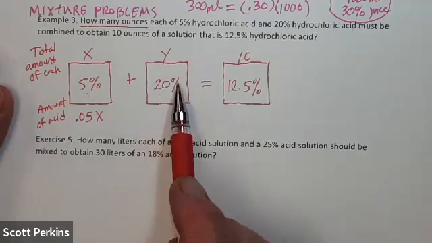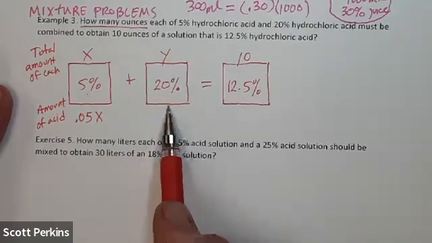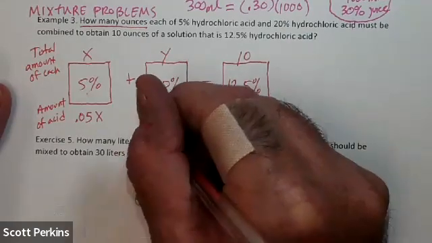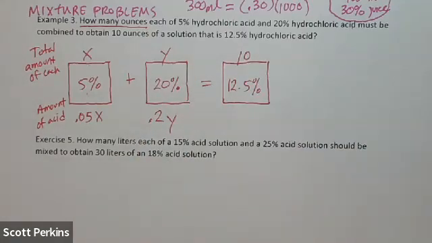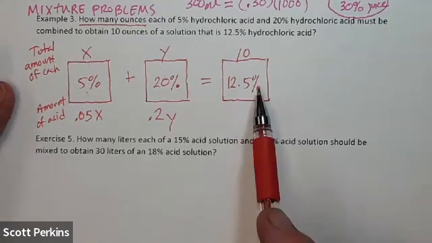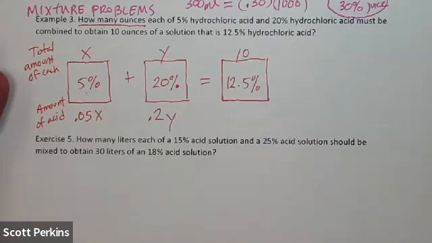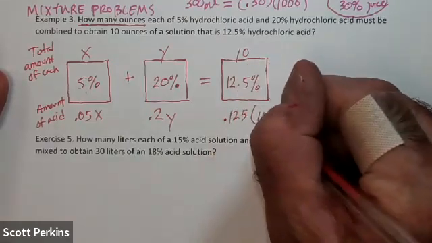Okay. So the next one, I've got 20% of this box is acid molecules. So what's going to be the expression for the total amount of acid in the second box? 0.2 what? Y. Yep. Or 0.20 Y. You move the decimal twice. What am I going to do on the other side to figure out how much acid is in the last box? I'm going to move it and multiply. Yes, that's exactly right. So 12.5% is 0.125 times 10.